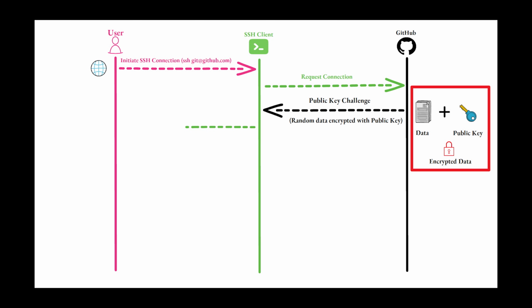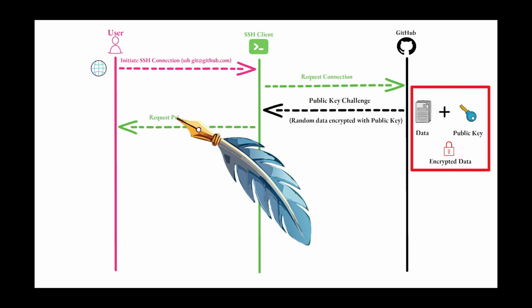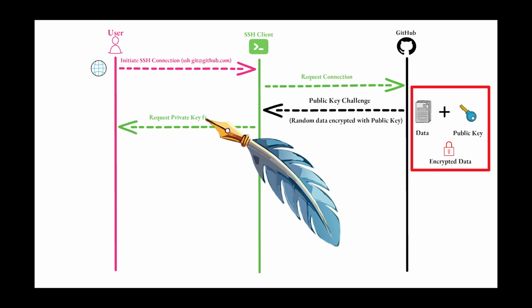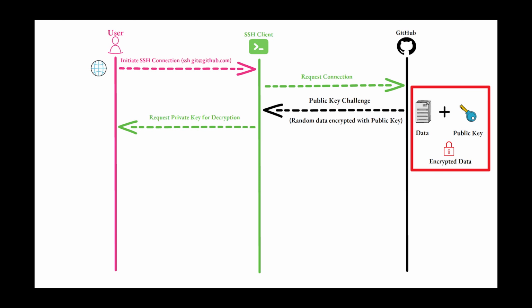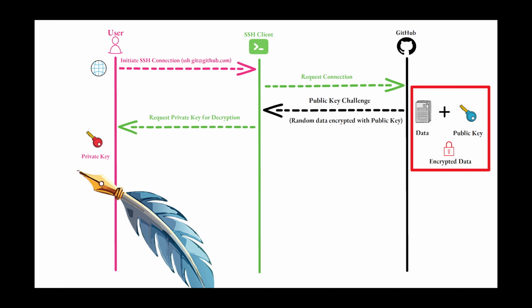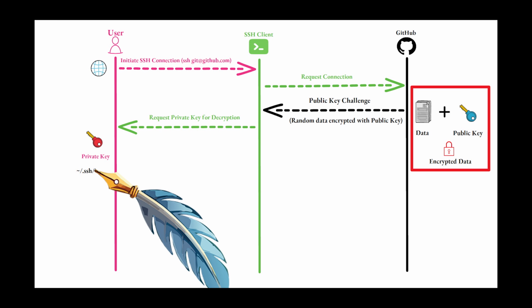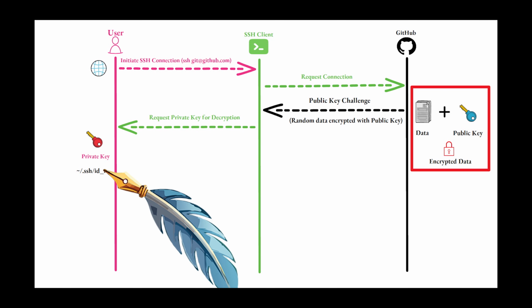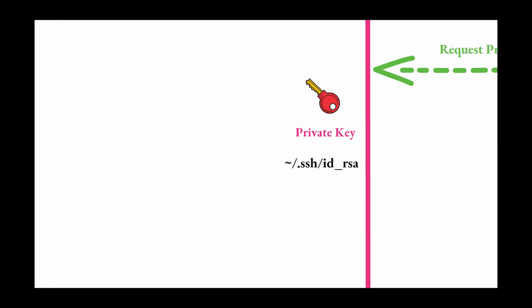To decrypt the challenge received from GitHub, the SSH client needs access to the user private key. If the private key is stored in a standard location like ~/.ssh/id_rsa on a Unix client system and has the correct permission, the SSH client automatically retrieves it.